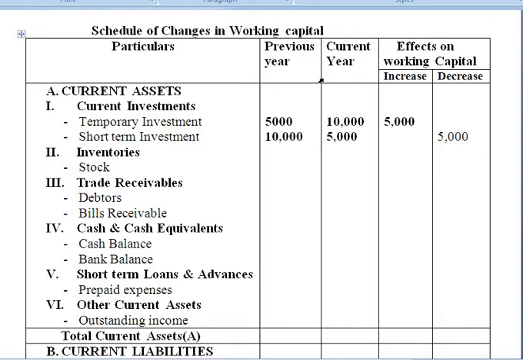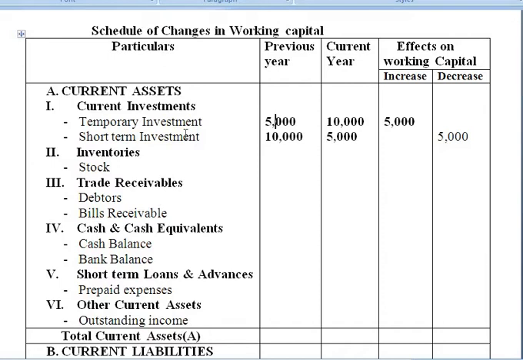Now for example, in current assets, the first one is temporary investment. In current investment we have 2 investments. First one is temporary investment. Opening amount of temporary investment is 5,000, whereas closing is 10,000. Now there is an increase in temporary investment. How much? 5,000. Increase in temporary investments leads to increase in current assets, and with increase in current assets, the effect on working capital will be that working capital also increases by 5,000. This is about when the current asset increases.